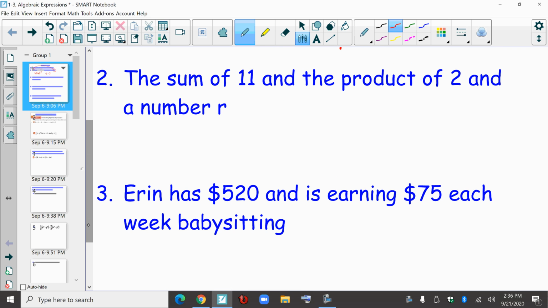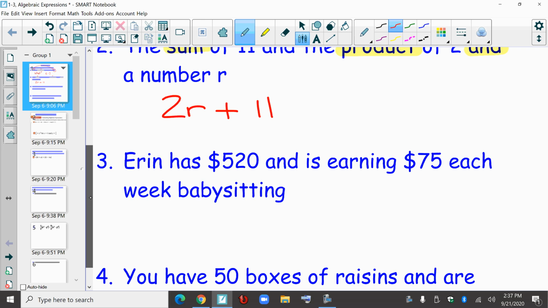Number 2, the sum of 11. Sum is a key word. That means addition. Of 11 and the product. Product is a key word as well. That key word there represents what? Multiplication. Of 2, and then it says of 2 and what? This and tells us what we're actually multiplying together. So I'm going to have 2 and r that I'm multiplying together, and then I'm going to have the sum of that means plus 11.